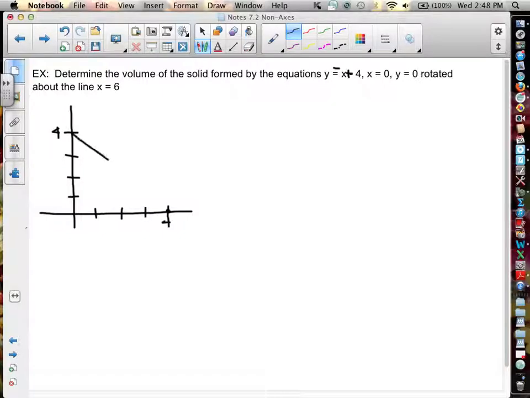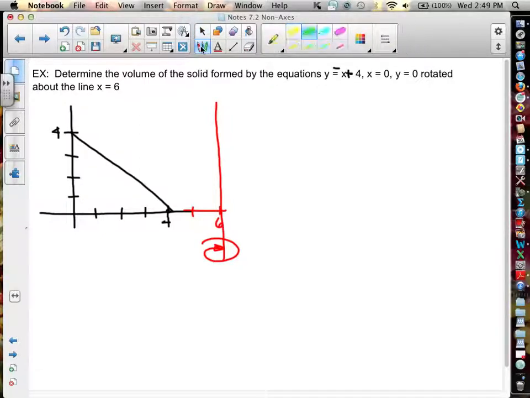So it's going to be this line. Y equals negative x plus 4. X equals 0 is the y-axis. Y equals 0 is the x-axis. And we're going to rotate this around the line x equals 6, which is out here. So if I draw my shaded region then, I'm looking at this area in here.